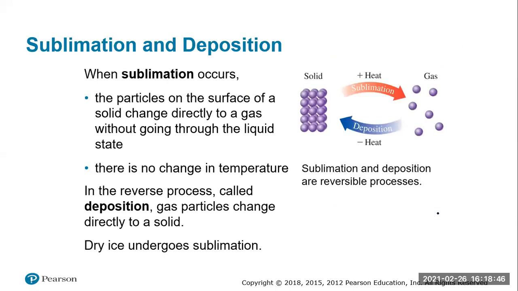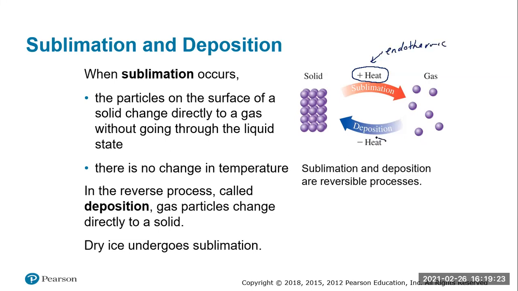The next thing we're going to talk about is sublimation and deposition. Sublimation is that process where we go directly from solid to gas. So we skip the liquid state altogether. Deposition is the opposite, where we go from gas directly to solid, also skipping the liquid state. As you go from solid to gas, energy needs to be put in, which means it's endothermic in that process.